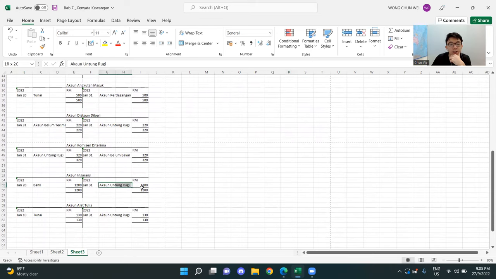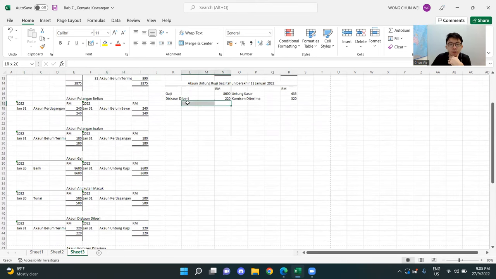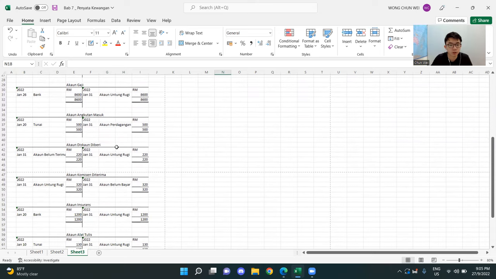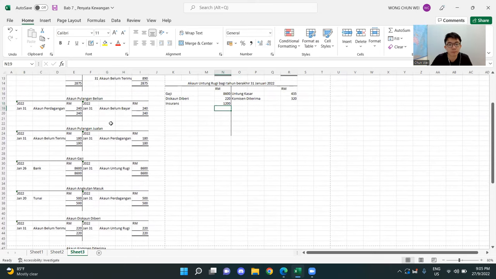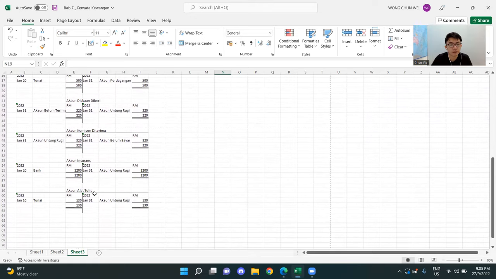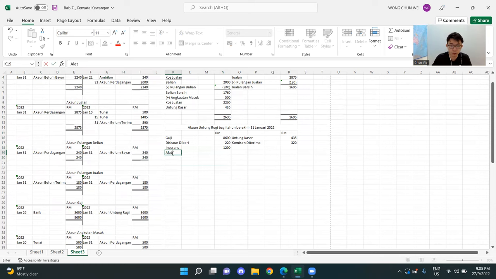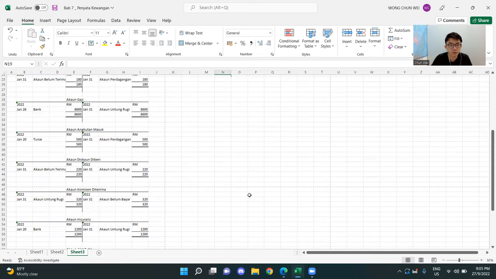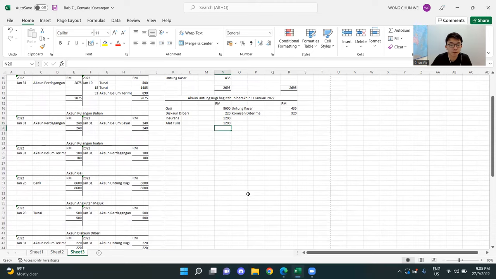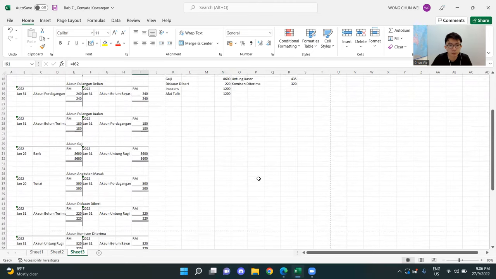So see, your untung rugi is in the credit side of your insurance. So if you credit insurance, you have to debit your untung rugi. So insurance, 1,200. Okay. Account alat tulis. So alat tulis, untung rugi is in the credit side of your alat tulis. So if you credit your alat tulis, you have to debit your untung rugi. Alat tulis, 130, right? Okay.